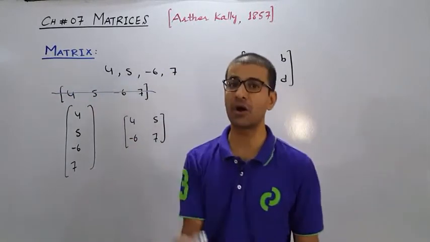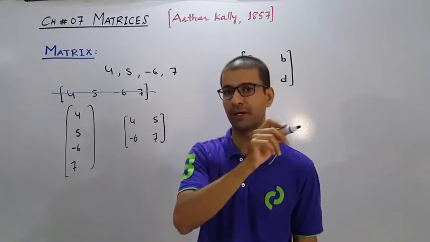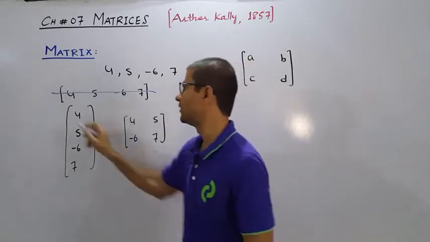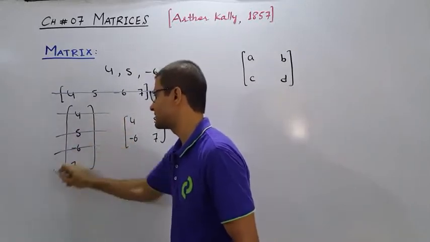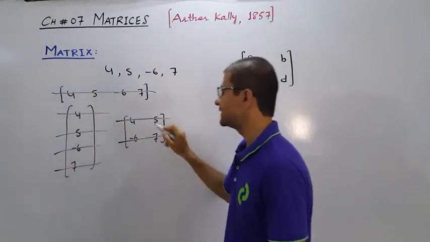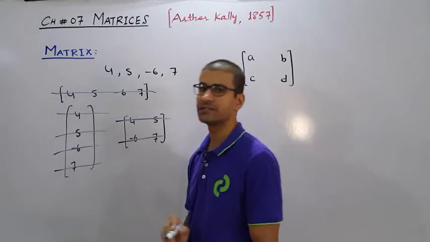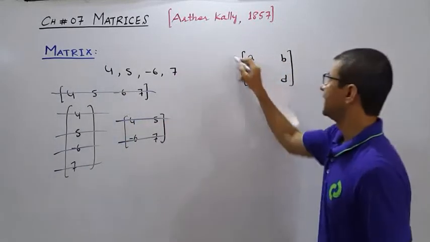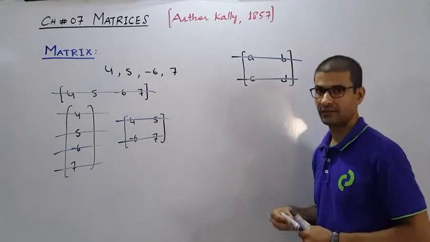So what is a row? Horizontal lines of numbers are called rows. These are rows. There are 2 rows in this matrix. There are 4 rows in this matrix. There is 1 row in this matrix. In this matrix we have 2 rows.